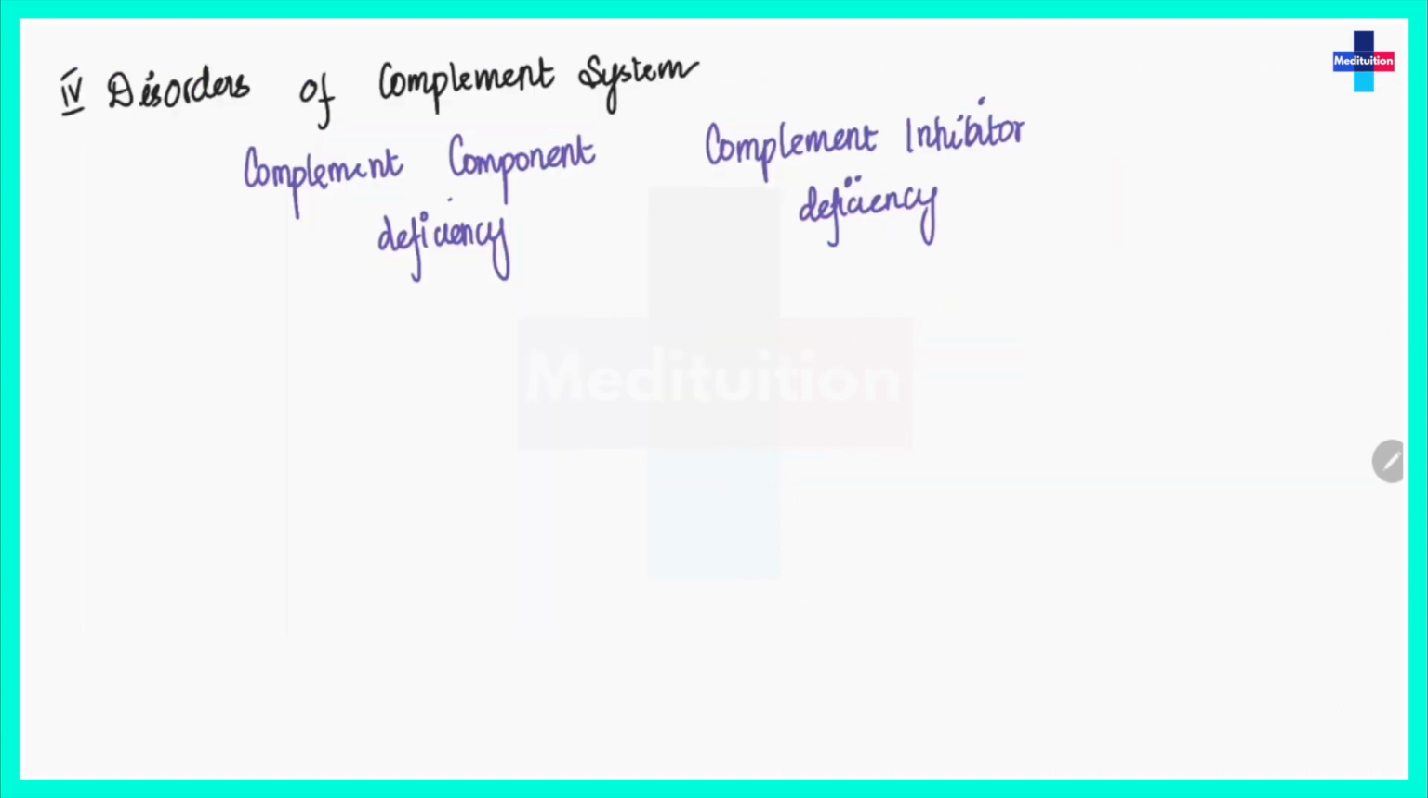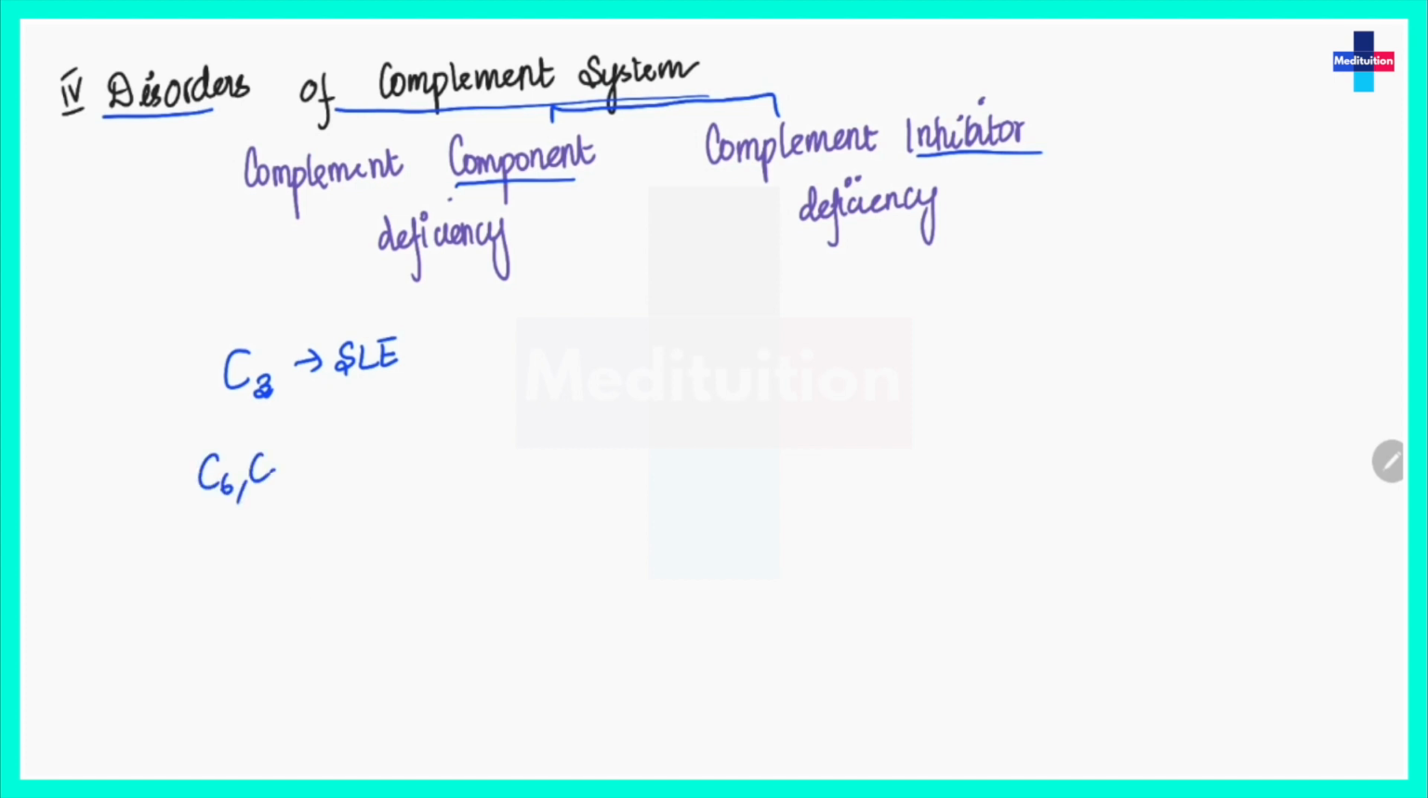So after this we will move on to the disorders of complement system. We have discussed the disorders of complement system in the complement system chapter. Let's talk about them briefly. Disorders of complement system can be classified into two types. There can be a complement component deficiency or there can be a complement inhibitor deficiency. In complement component deficiency, some of the complement proteins will be deficient. For example, we have C3 deficiency, which is seen in systemic lupus erythematosus, and it is also seen in recurrent pyogenic infections.